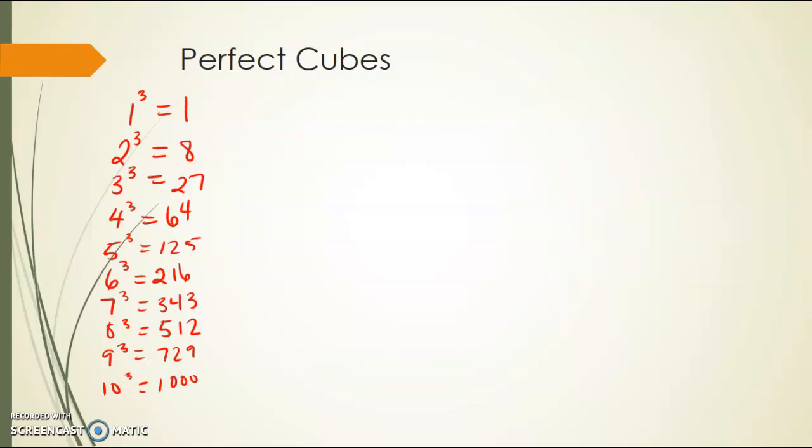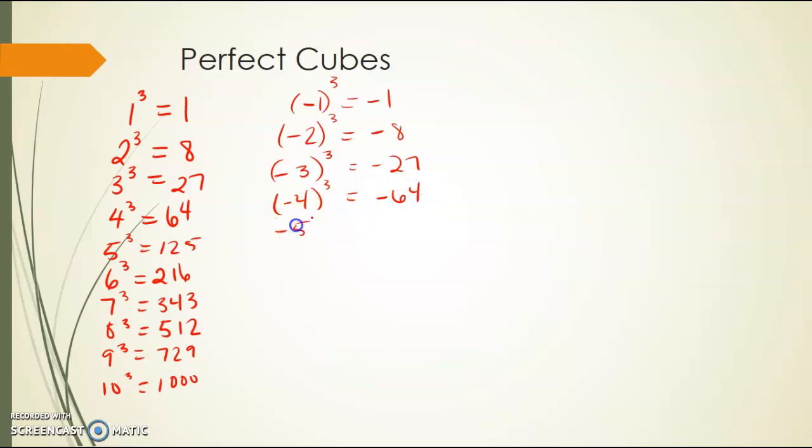Now, here's the difference about cubes, though. There is a different answer if it is a negative number cubed. Whereas with squares, if we square a negative, it's going to equal a positive because a negative times a negative is a positive. But with cubes, if I do negative 1 cubed, I'm going to end up with negative 1. Negative 2 cubed gives negative 8, and negative 3 cubed gives negative 27. I hope you're catching on to the pattern here. Negative 4 cubed is negative 64, and negative 5 cubed is negative 125. And then the pattern keeps going. So, when it comes to cubes, the sign stays.